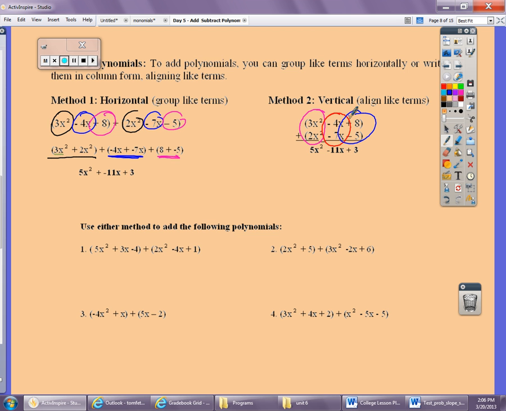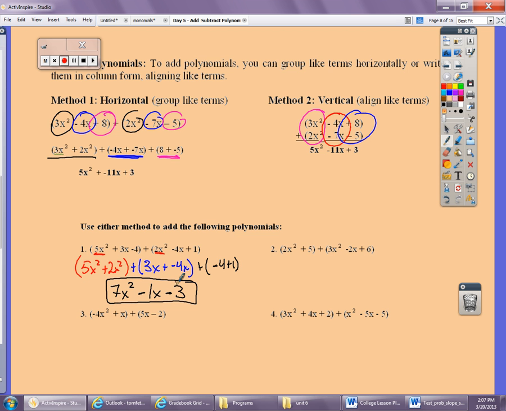I'm going to use the horizontal method. So when we do this, we're adding. So I want to put my x squared together. So I have 5x squared plus 2x squared, plus I have my x's, which is 3x plus negative 4x. Then we have the numbers, so plus negative 4 plus 1. Now we can simplify: 5x squared plus 2x squared is 7x squared, 3x plus negative 4x is negative 1x, negative 4 plus 1 is negative 3.